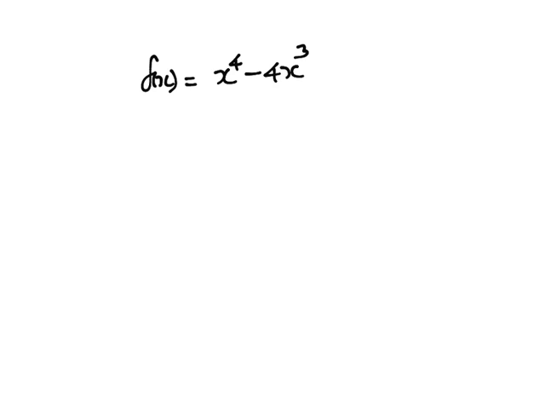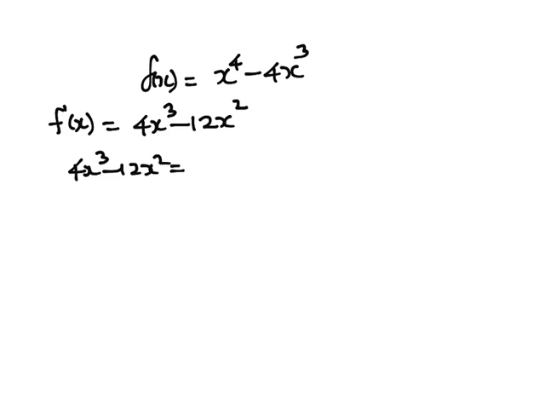Okay. Let us do one more problem, students. x power 4 minus 4x cubed. So let me find f dash of x first. f dash of x is 4x cubed minus 12x squared. Okay, so let me find the stationary points. So 4x cubed minus 12x squared equal to 0. So I can take 4x squared common.